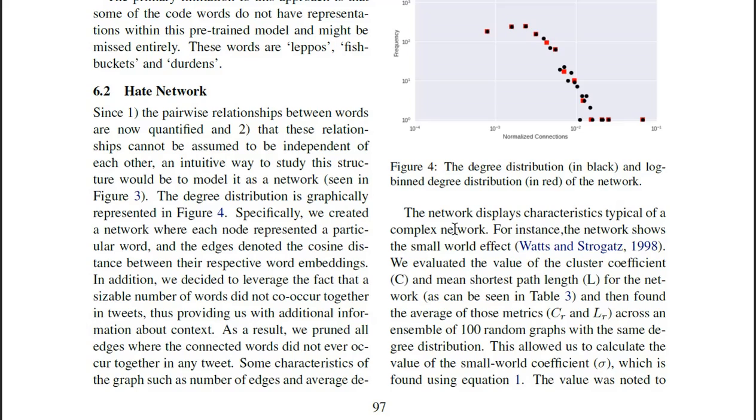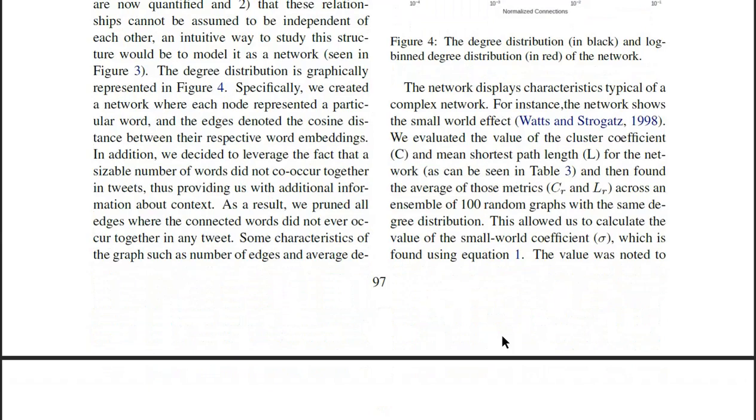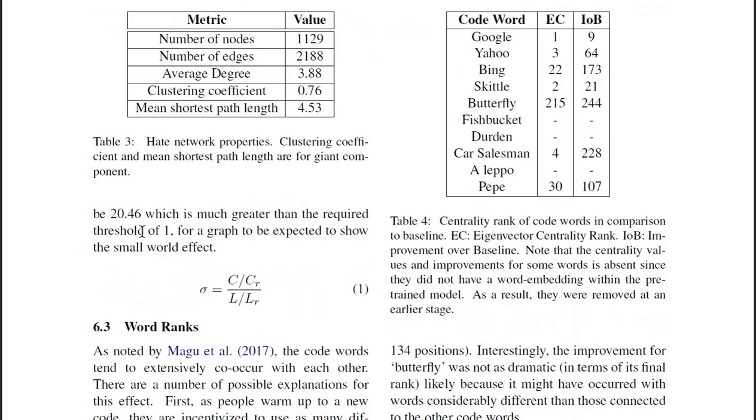For instance, the network shows the small world effect. We evaluate the value of the clustering coefficient and the mean shortest path length for the network, and then find the average of those metrics across an ensemble of 100 random graphs with the same degree distribution. This allowed us to calculate the value of the small world coefficient, which is found using equation 1. The value was noted to be 20.46, which is much greater than the threshold of 1 for a graph to be expected to show the small world effect.